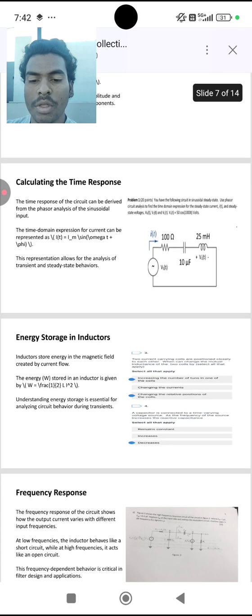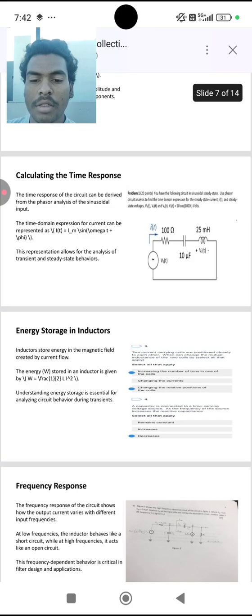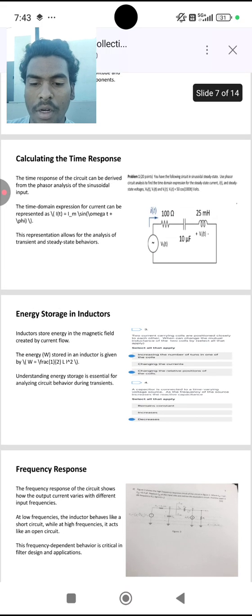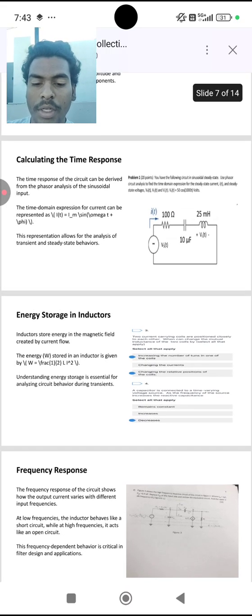Here, energy storage in inductors. Inductors store energy in the magnetic field created by the current flow. The energy stored in an inductor is given by (1/2)LI². Understanding the energy storage is essential for analyzing circuit behavior during transients.